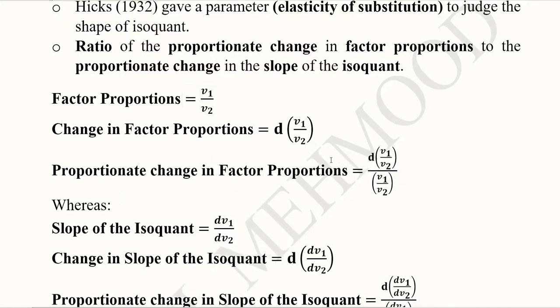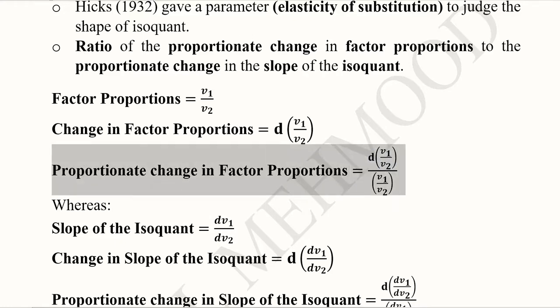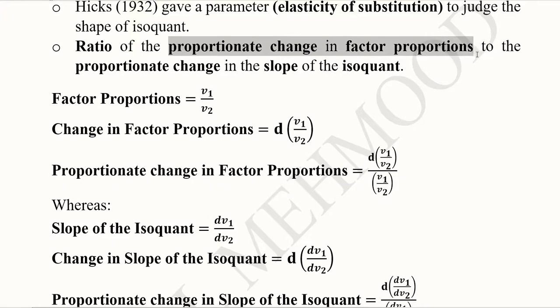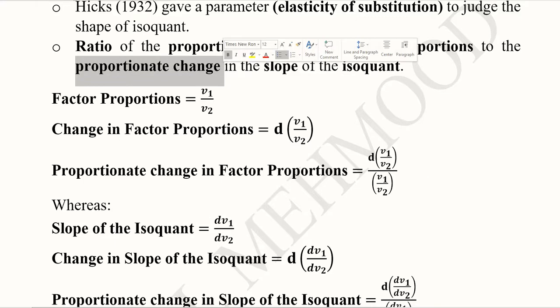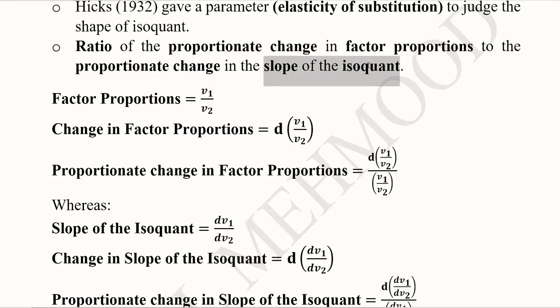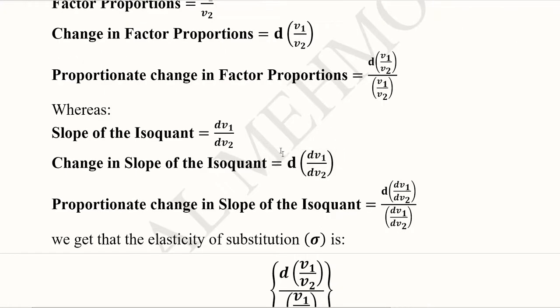So now coming back to the original form of it, this means that we have found the proportionate change in the factor proportion, which is the numerator in the formula, and in the denominator we have the proportionate change of the slope of isoquant. So the same thing will be done for the proportionate change, but the variable that we are talking about, or the value, is the slope of the isoquant. So at the end I can expect this term, that is the differential divided by the original value, but it is the slope of isoquant.